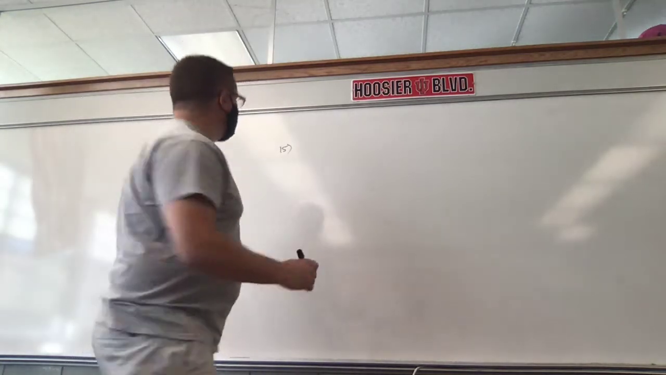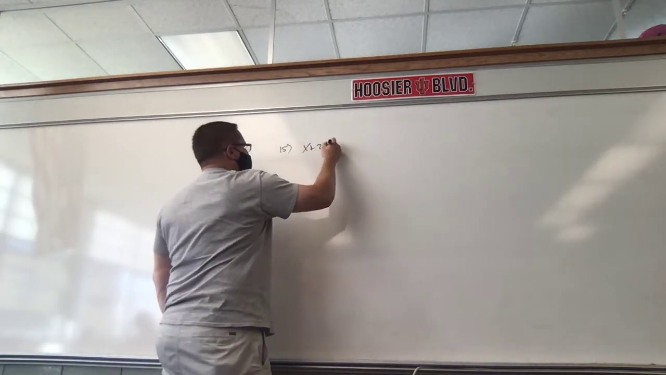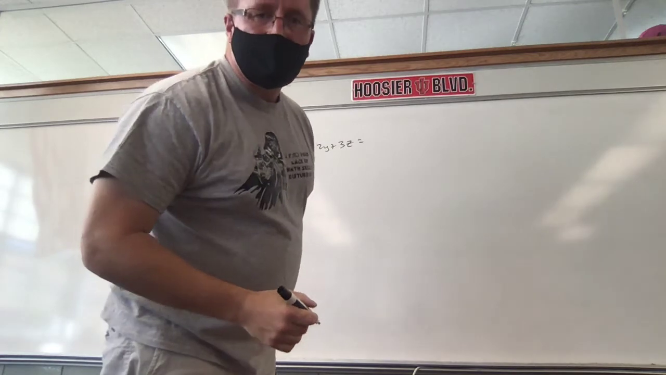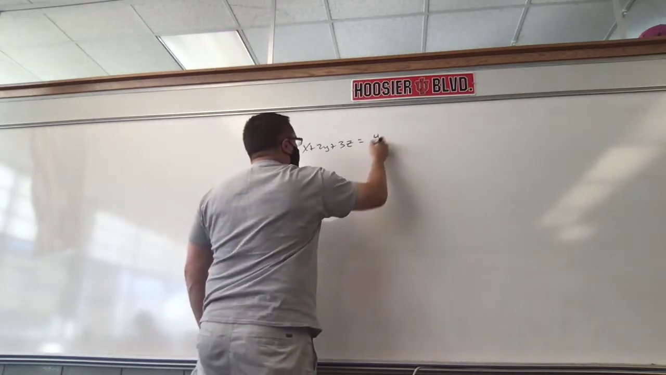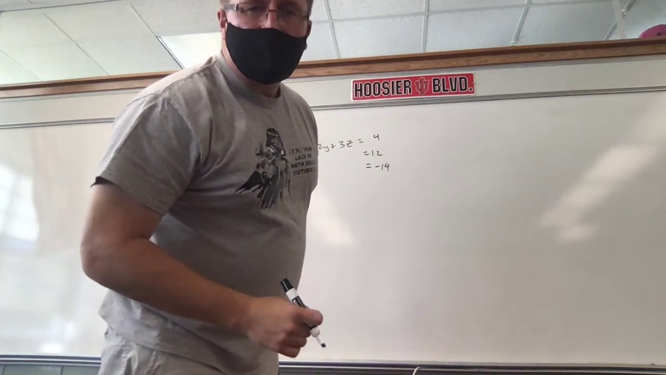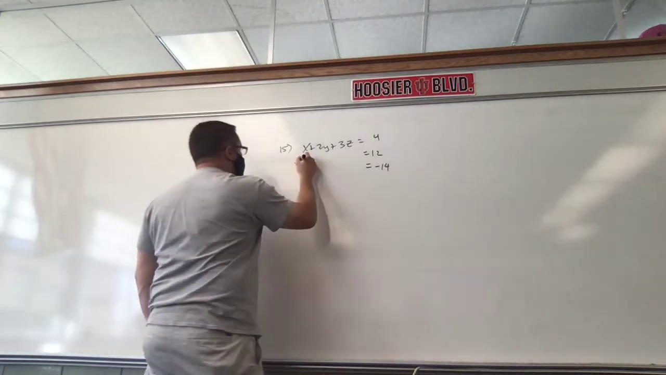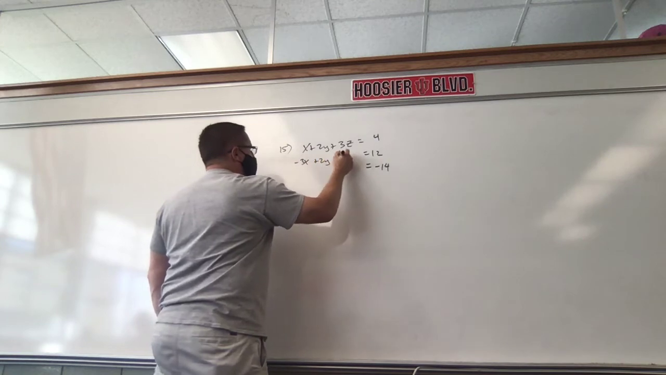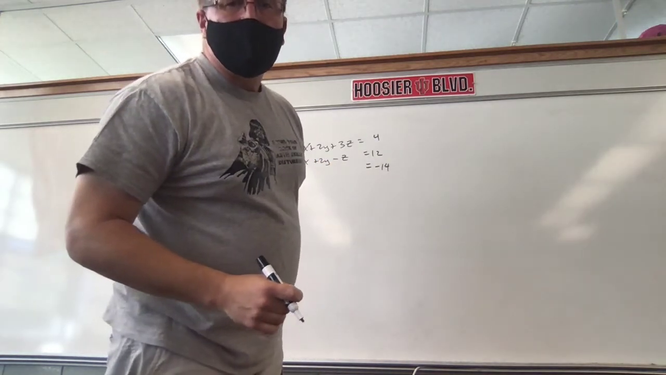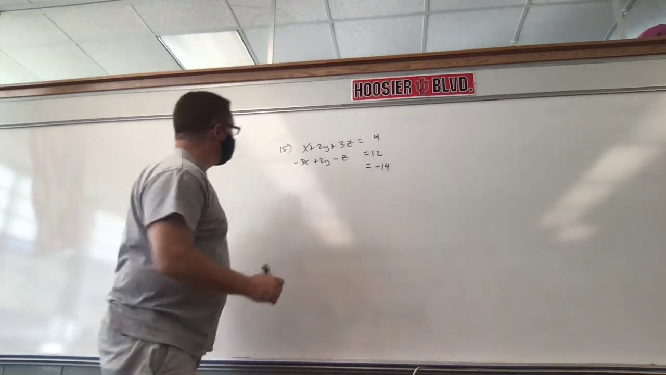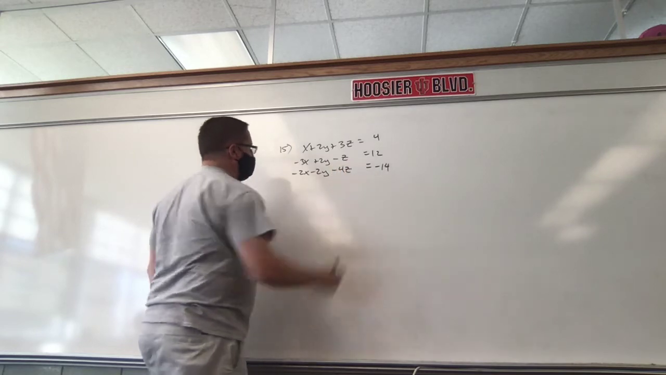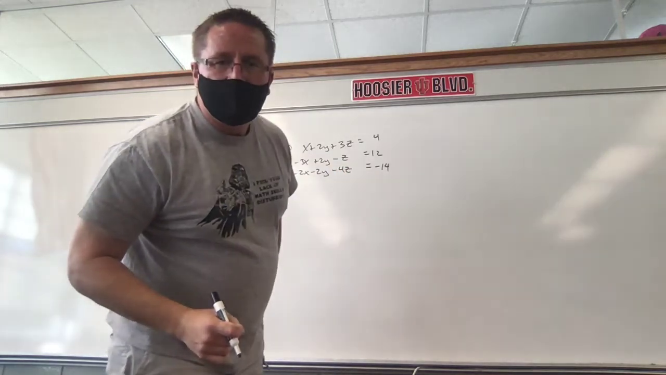x plus 2y plus 3z equals 4, 12, negative 14. Negative 3, 2, negative 1. Negative 2, negative 2, negative 4. That's what I want. Okay.